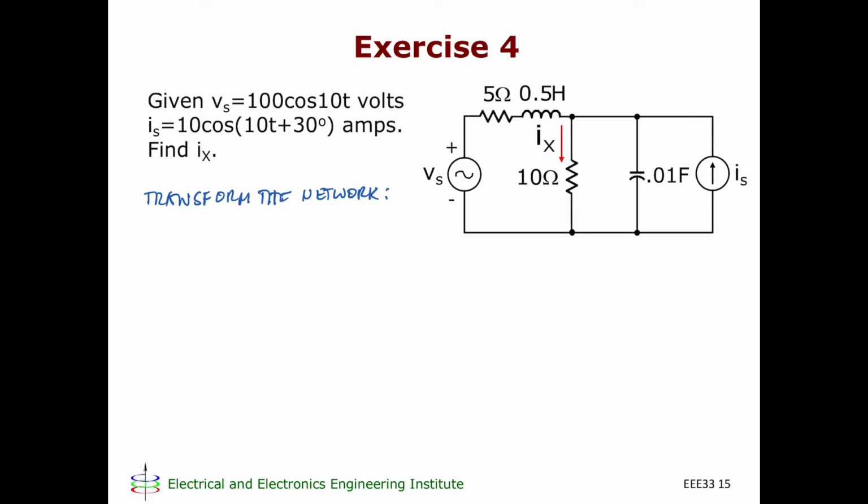Z sub L is j omega L, which is j. Omega is 10, L is 0.5, so you get j 10 times 0.5, or just j5 ohms. On the other hand, Z sub C is equal to minus j over omega C. Omega is 10, C is 0.01, omega C is 0.1, so minus j over 0.1 is minus j10.